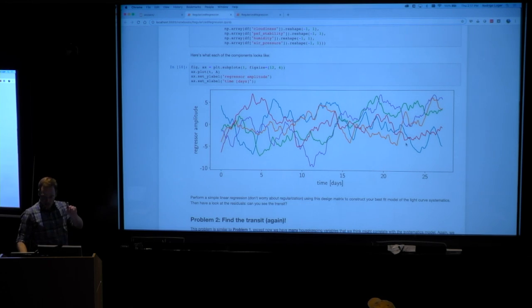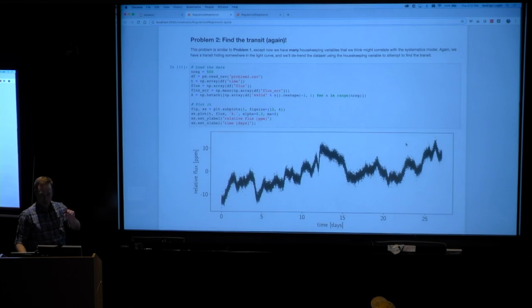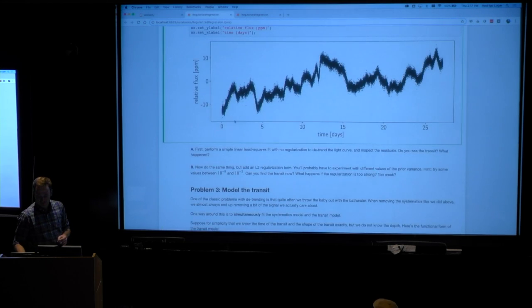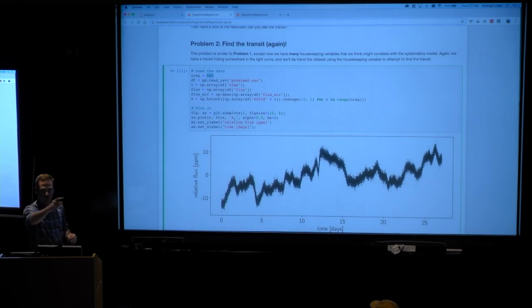In the second problem, you're again given a similar light curve. But this time, you don't have 5 regressors, you have 500. As the number of regressors increases, it's kind of like fitting a very, very large polynomial. You're probably going to want to regularize. So you're probably going to want to add something to the diagonal of that covariance matrix. Go.